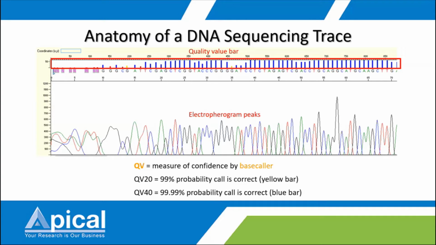Okay, so for QV more than 40, they will be in blue bar. This is the one that we want to have in our result. You want a blue bar to show in your result because it actually refers to a 99.99% chance the call is correct. So the confidence level for this base caller to call this specific base is very high. This is something that you want in your result.